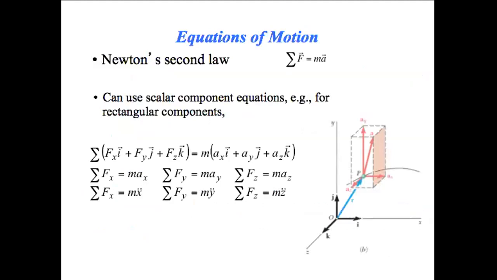We can write Newton's second law for rectangular components as below. The sum of the forces in the x direction equals m a_x, the sum of the forces in the y direction equals m a_y, and the sum of the forces in the z direction equals m a_z.